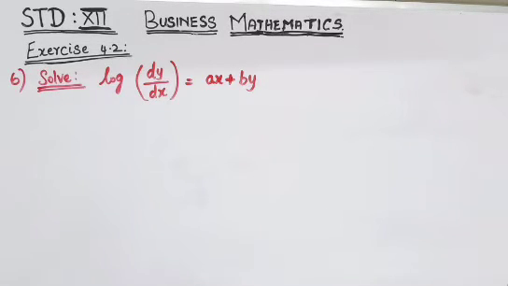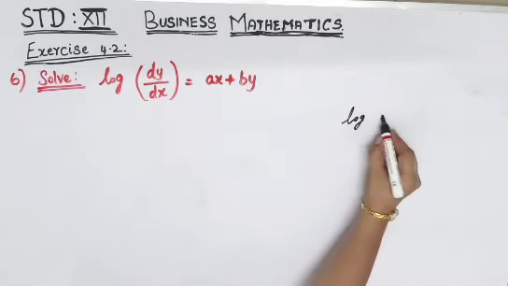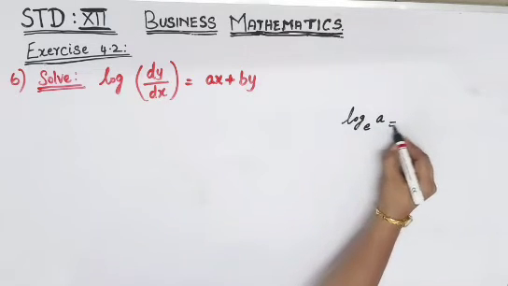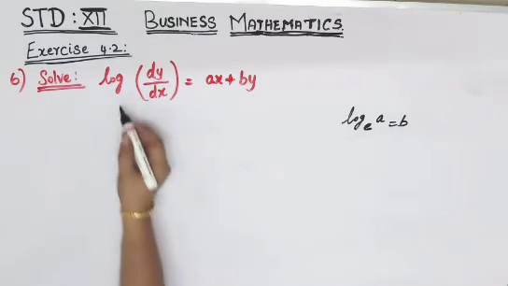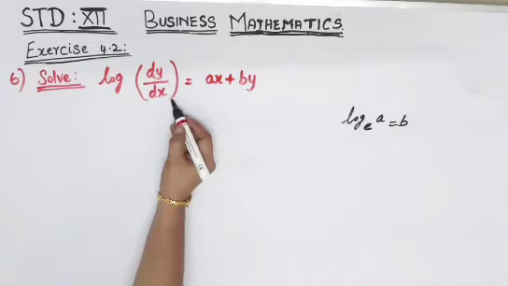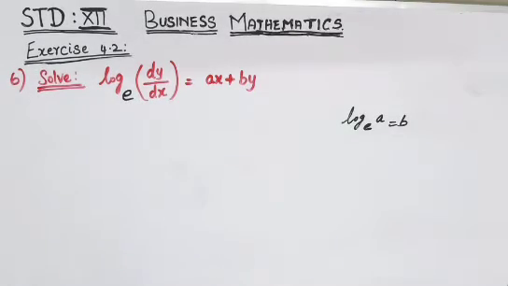Exercise 4.2, 6th question solve. Log dy by dx is equal to ax plus by. The general format of a logarithm is log a to the base e is equal to b. That is, the base e will be there. But we have not got anything here, only some value is given. We will put e here, because if we need it, we can use e there. So now your question will become log dy by dx to the base e is equal to ax plus by.